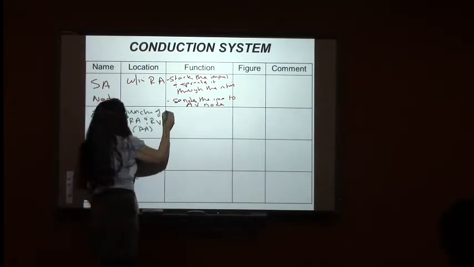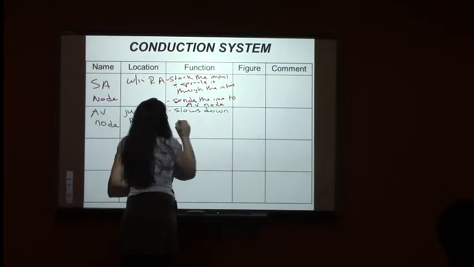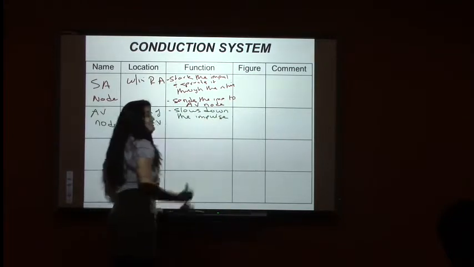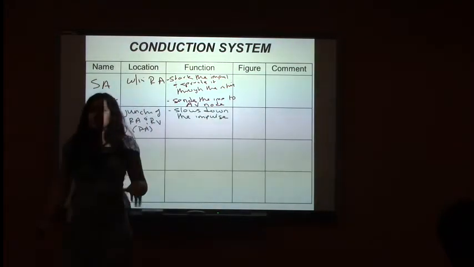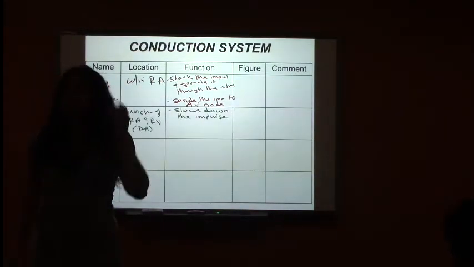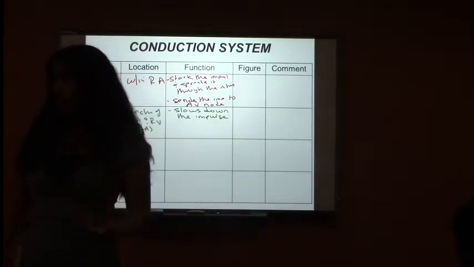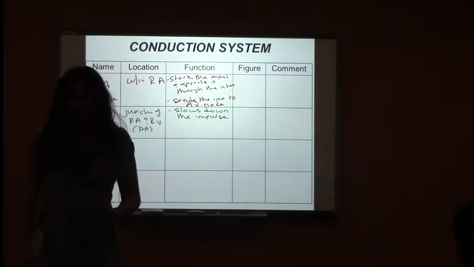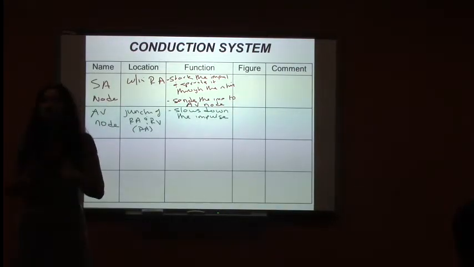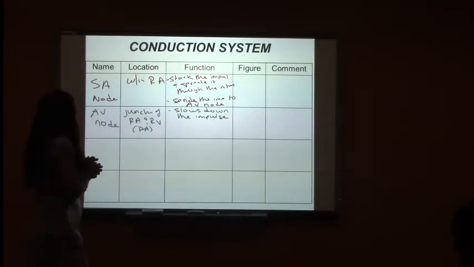Function: slows down the impulse. It slows down the impulse. So basically, your SA node is, let's say, firing 200 beats per minute. Is your heart rate 200? No. Okay. So AV node slows it down. It holds the impulse before it gives it to the next phase or next part. Okay. So it slows down the impulse.